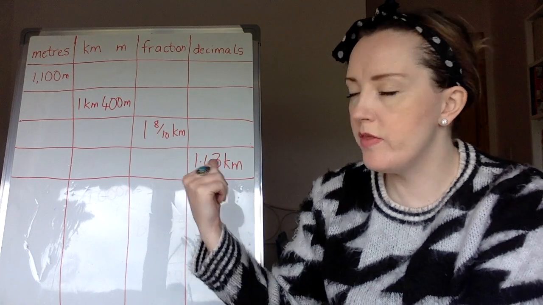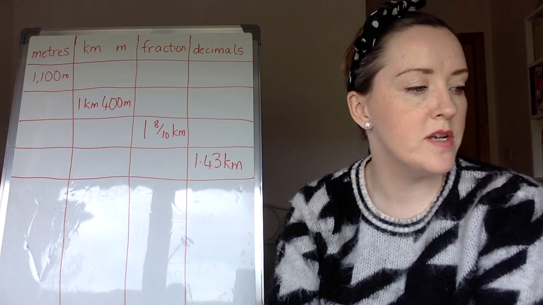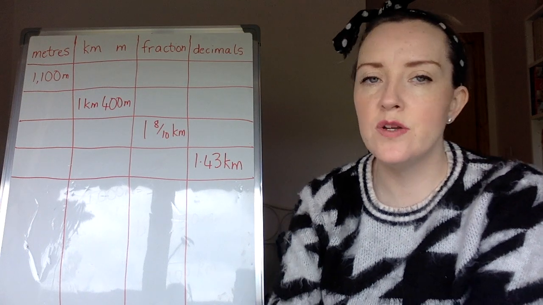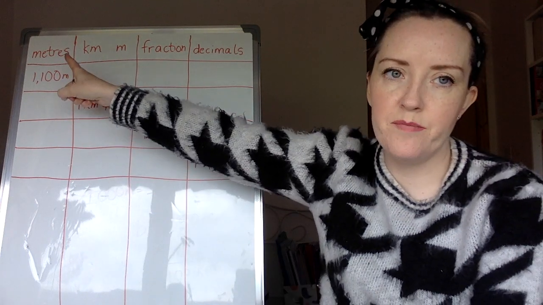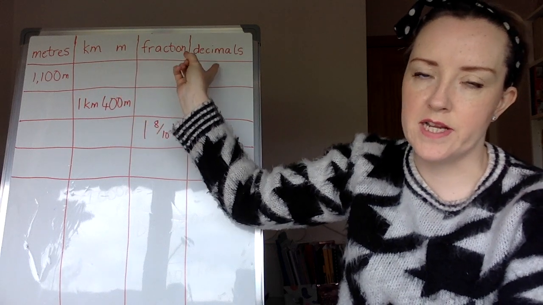Okay, so behind me here on the whiteboard, you can see it's a grid, and up the top we have our titles. We have meters, kilometers and meters, fraction, and decimals.